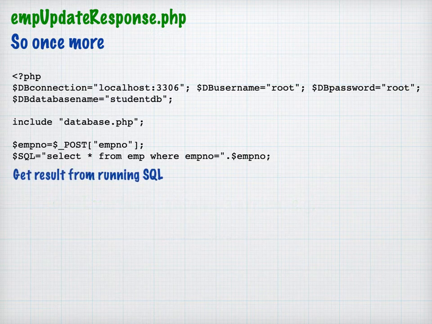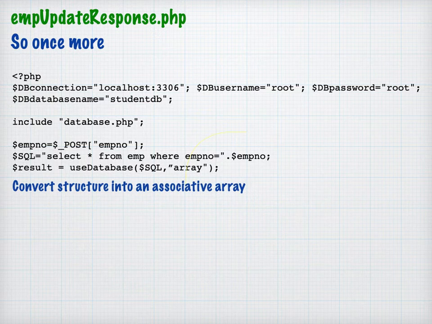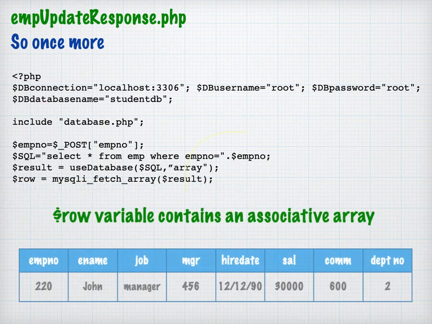We then send that off to the database using useDatabase. And when we do that, result then contains a link to this internal structure. The next step is to turn that structure into something that we can use. And that's what that function does, mysqli_fetch_array. If you look at the bottom of the screen, you can see what it does there. It's converted the result into an associative array.